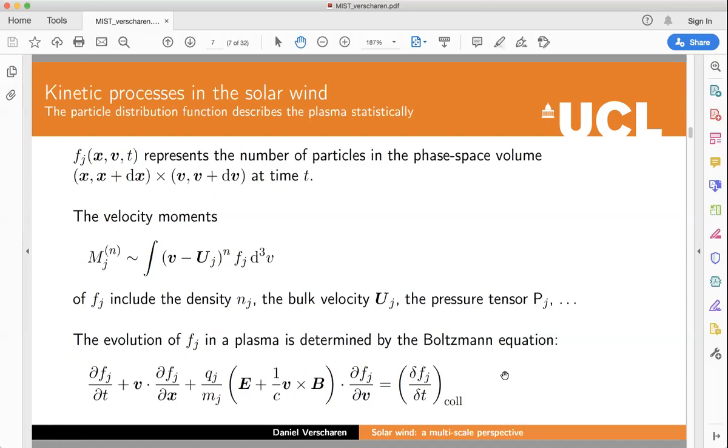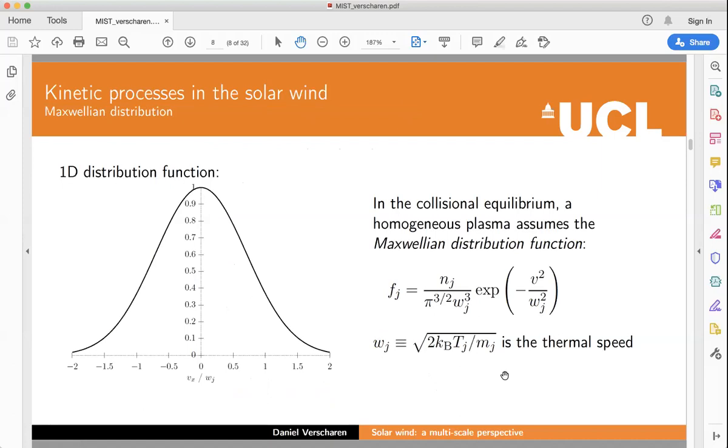So let's look at that in a bit more detail. The simplest case to look at is just the 1D case. So we have only velocity going in one direction, and we say we have enough collisions and the plasma is in equilibrium. Then it would just follow the nice Maxwell distribution. So it's really the simplest case you can imagine.